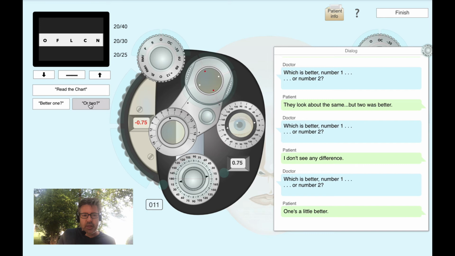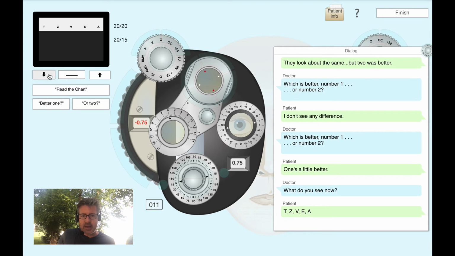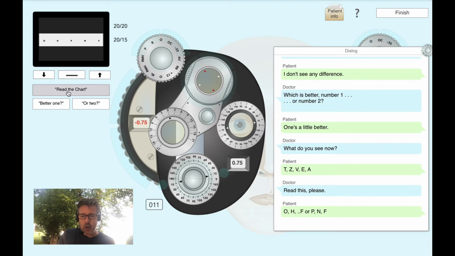Okay, so let's go back to that 20/20 row. Read the chart, Donna. T, Z, V, E, A. Fantastic. And can we get the next row? Read the chart. O, H, F, or P, and F. So yeah, she's getting those. A little unsure of the P and F. That's always tough for people.